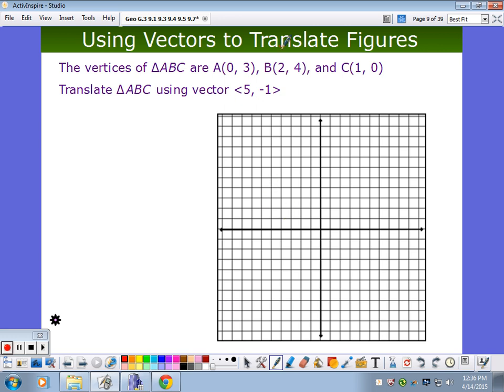So let's do this one here. This is on page 2. Let's first graph your pre-image ABC. So let's graph that guy. So that's 0, 1, 2, 3, 3, 1, 2. There's my pre-image, more or less.